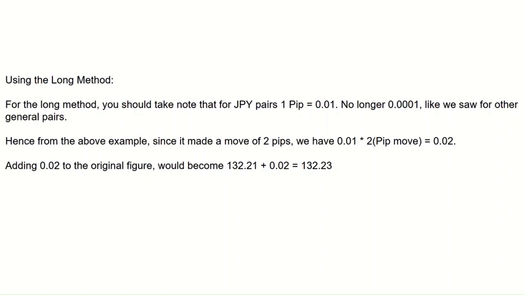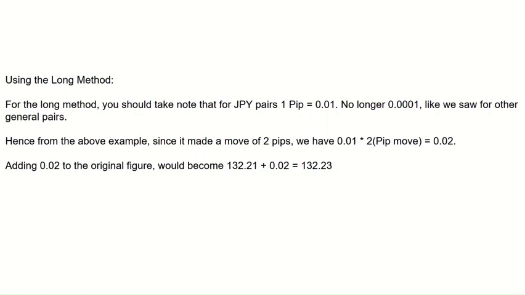So from the example in the previous slide, the current price is 132.21. If it makes a 2 pip movement, then 0.01, which is the standard value, we are going to multiply by the 2, which is the number of pips moved. Then it will give us 0.02. Now we add the 0.02 to the original figure, and it will become 132.21 plus 0.02, then it will become 132.23. I hope you get it now. You can see it is very, very easy.